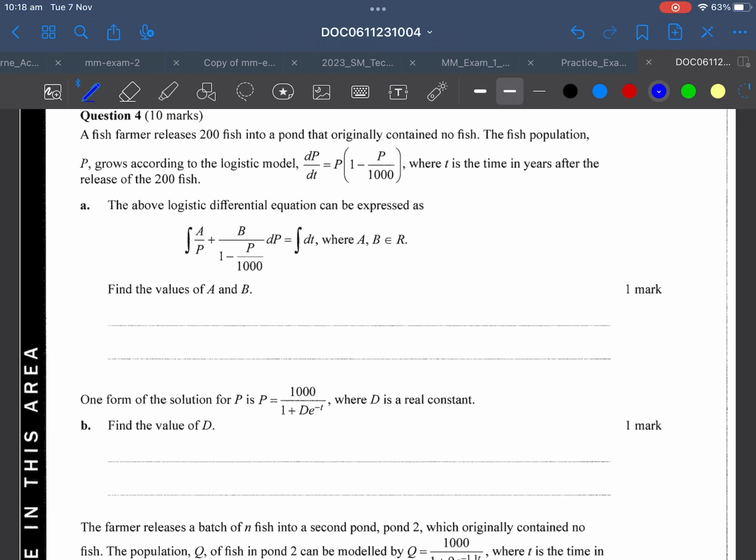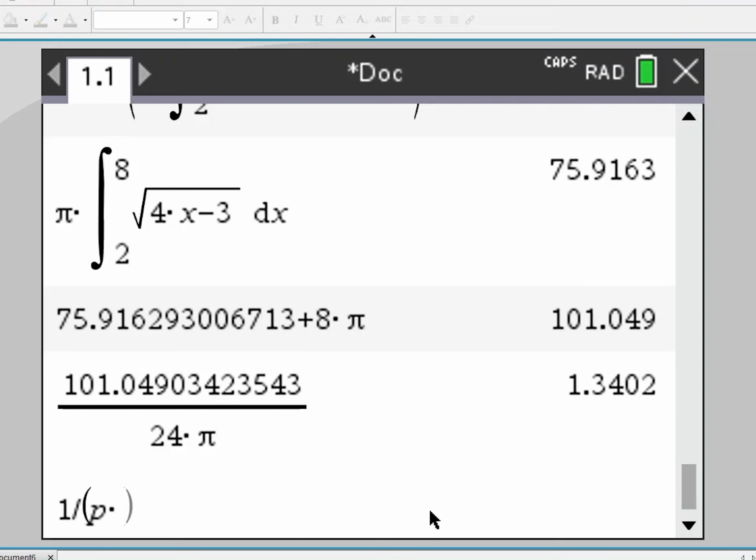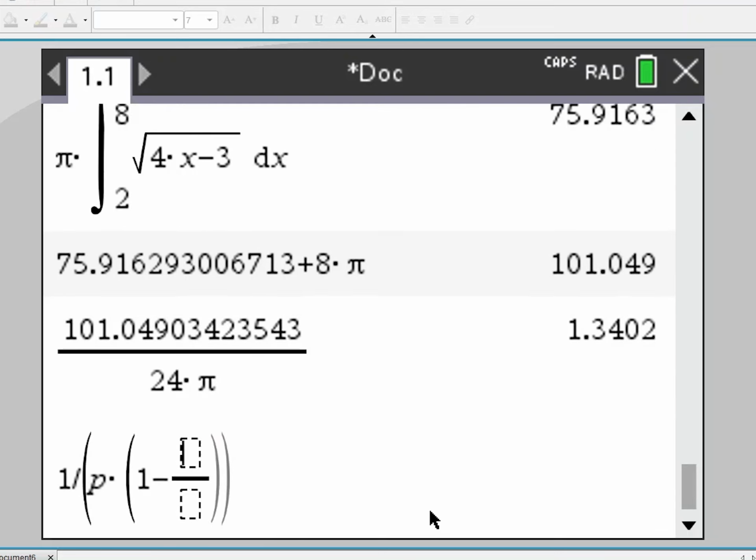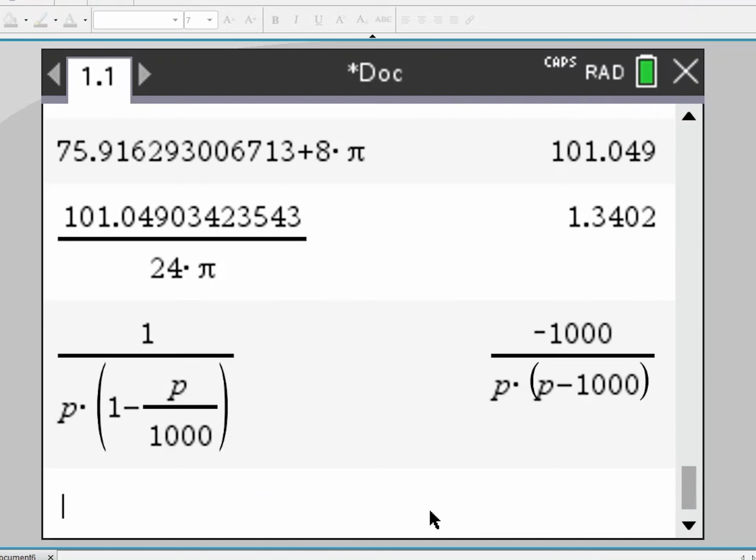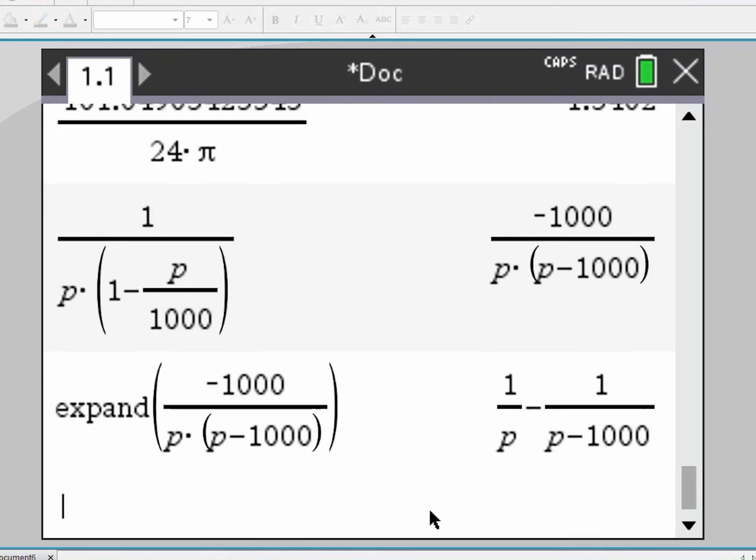Okay, so they have just basically reciprocated this over here, and then did the expansion of that. So we can do the same. 1 divided by p times 1 minus p over 1000, which is going to be that, and we can just do the expansion of this. So 1 on p minus 10,000.